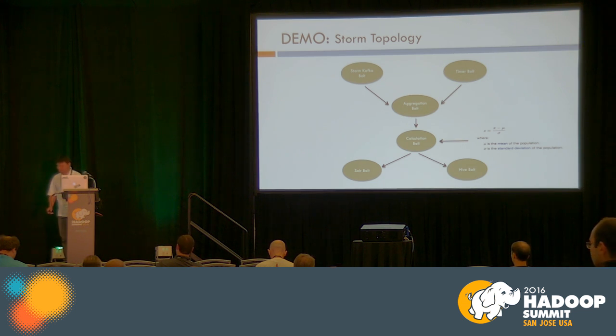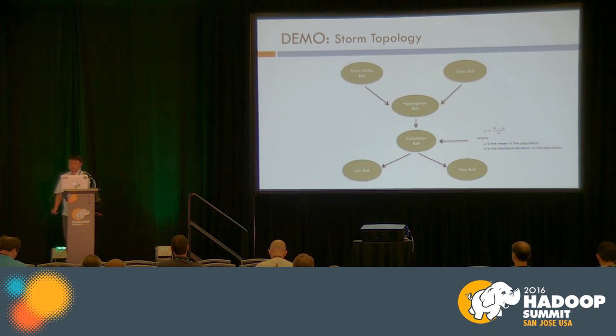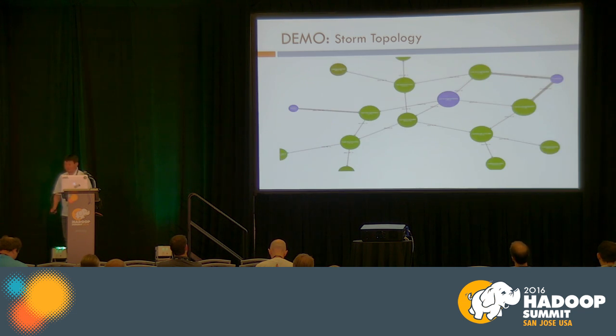And then we send this calculated result to the Hive bolt for further analysis if we want to, and also send it to Solr for display. This topology is only for one metric calculation. In total we have 3 metrics to calculate. So this topology looks a little bit messy, but it's easy to understand.